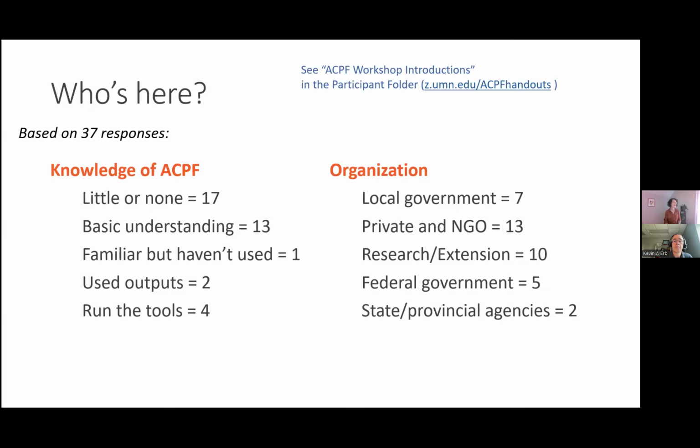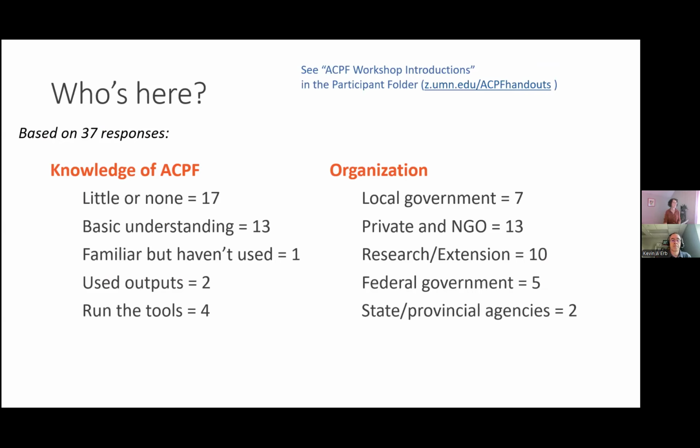Here's who's in our room, in that if you haven't already filled out that introduction in your agenda, there's a link to this survey. But of the 37 or I think 38 people have responded so far, most of you, almost all of you, have little to just a basic understanding of what ACPF is, and that's perfect. That's what we're aiming this at.